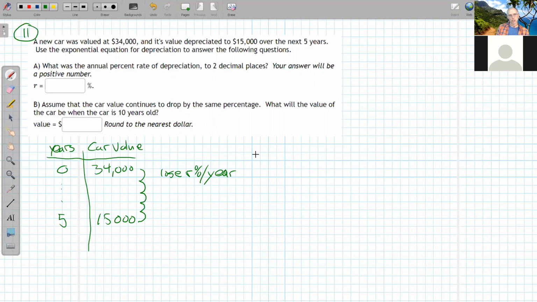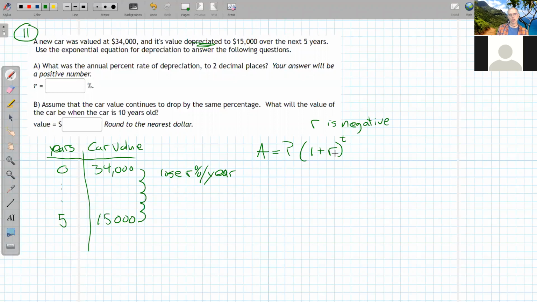The formula, again, for depreciation is like the interest formula. The new value is equal to the initial value times 1 plus R to the power T. Now this is depreciation. We should expect R to be negative. I'm just reminding you some things from before.